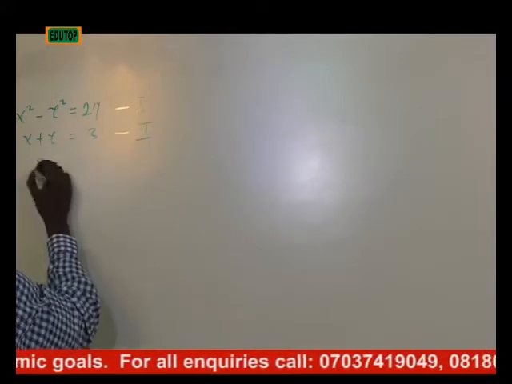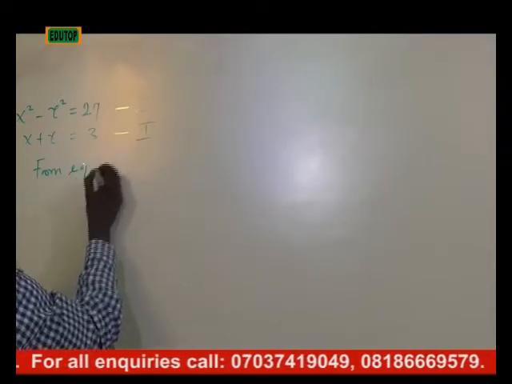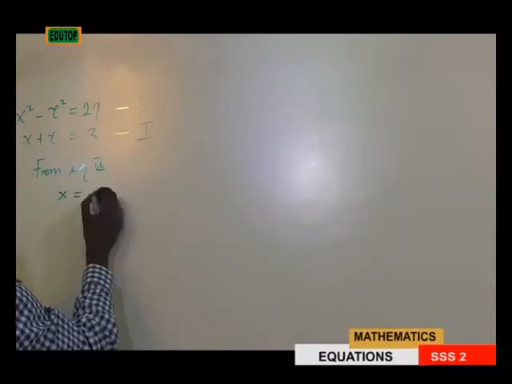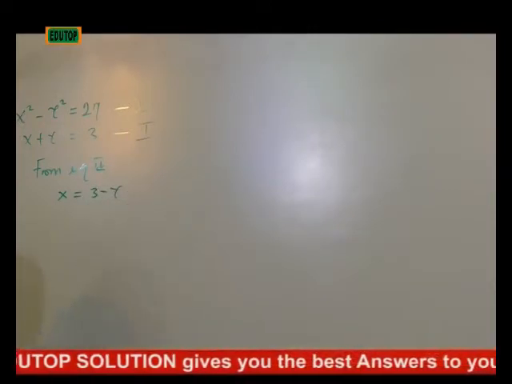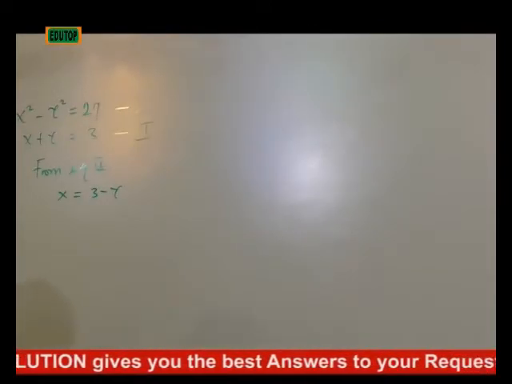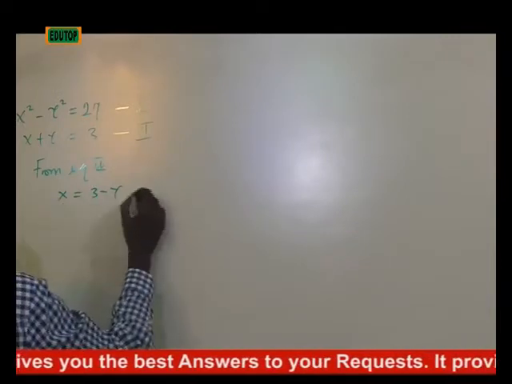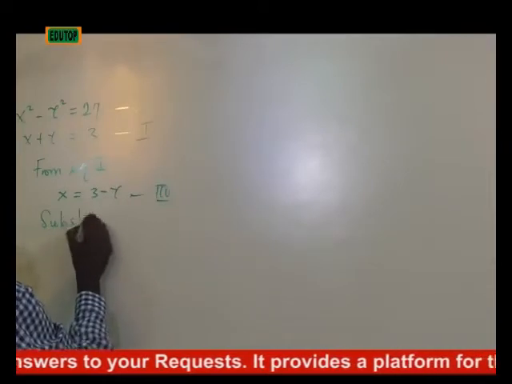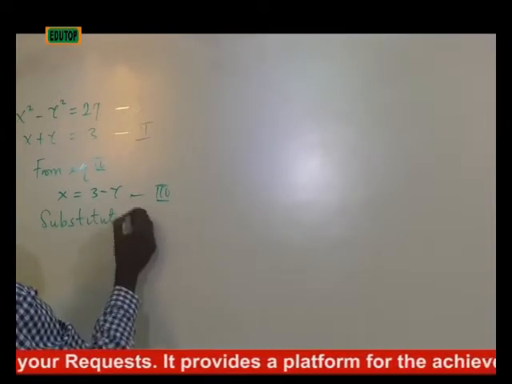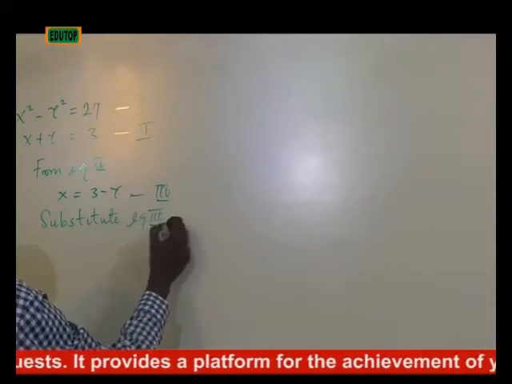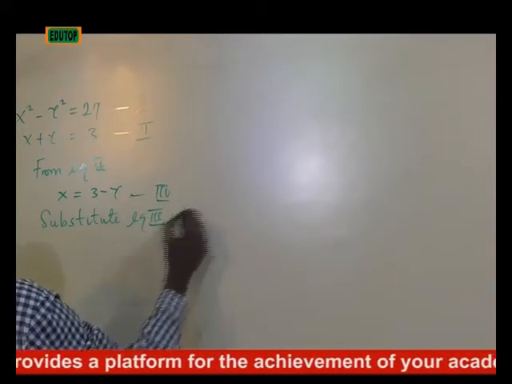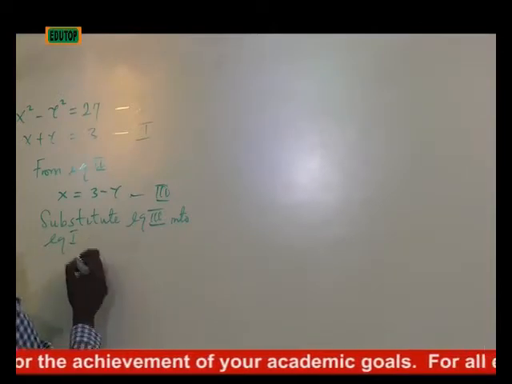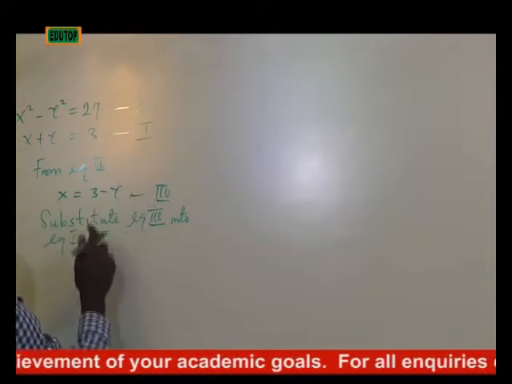So from equation 2, x equals 3 minus y. That's from equation 2. Then this becomes equation 3. Substitute equation 3 into equation 1. Then anywhere we see our x, we replace it with 3 minus y.